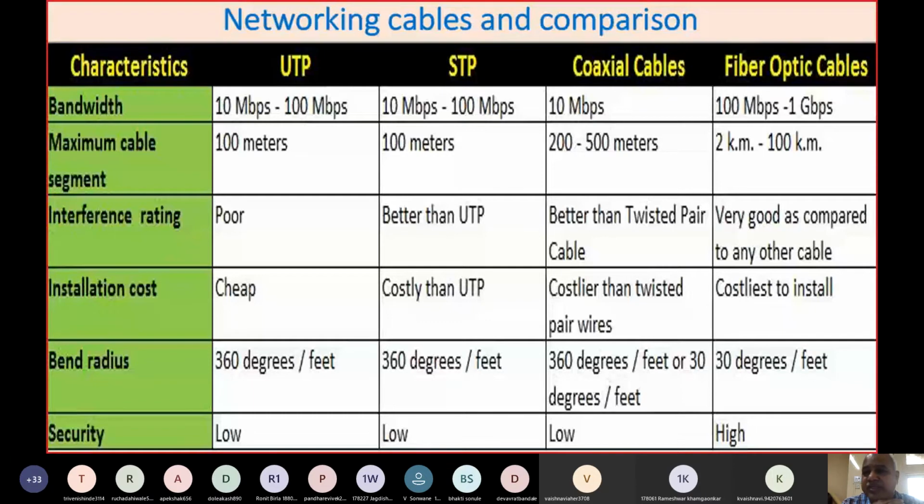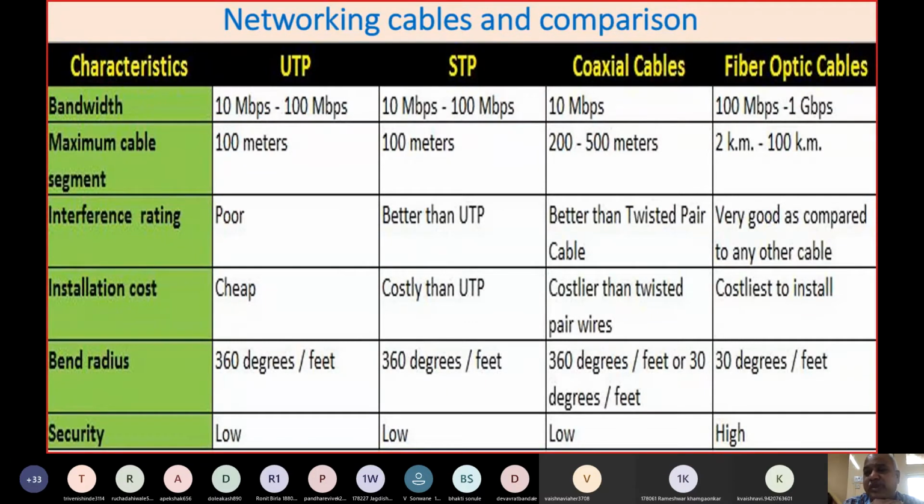Then coaxial cable is limited to 10 Mbps. If you want to go ahead, the thickness of the core has to be increased. That means copper has to be thicker and thicker so that its capacity can be increased. But when it comes to optical fiber, fiber optics can go from 100 Mbps to 1 Gbps.